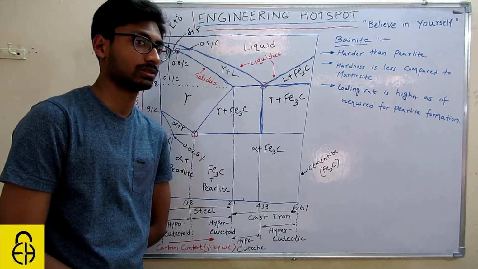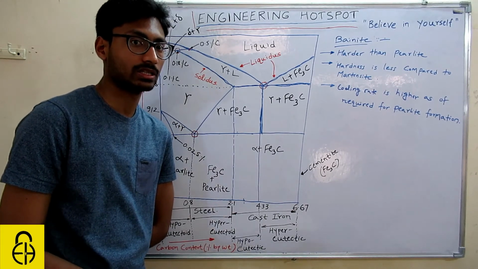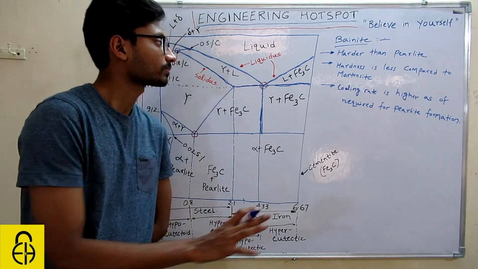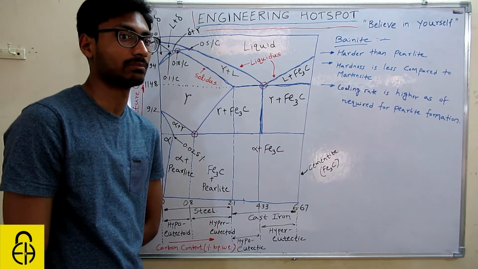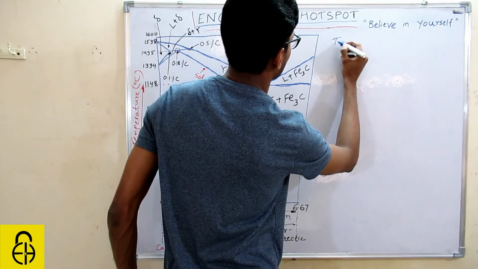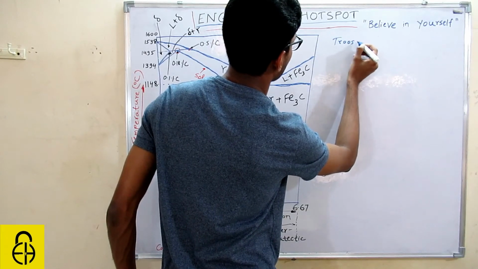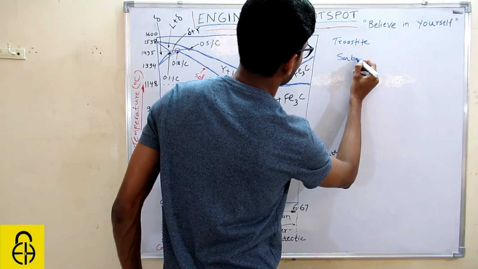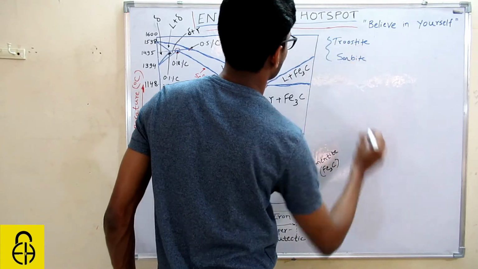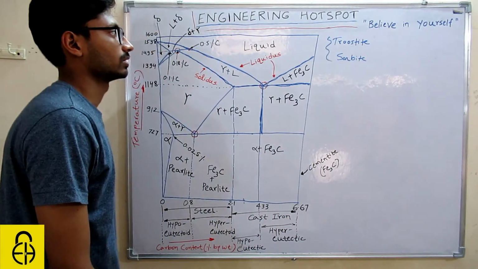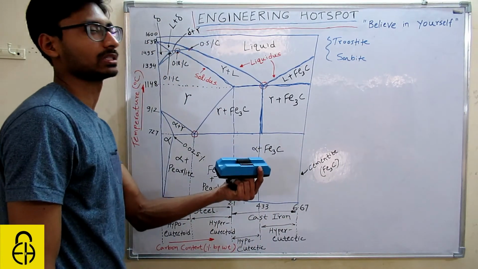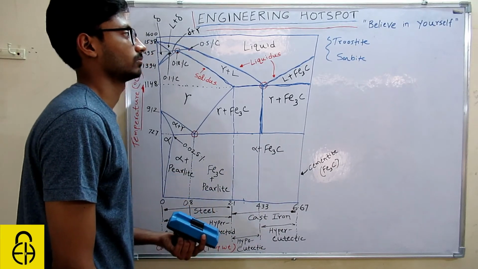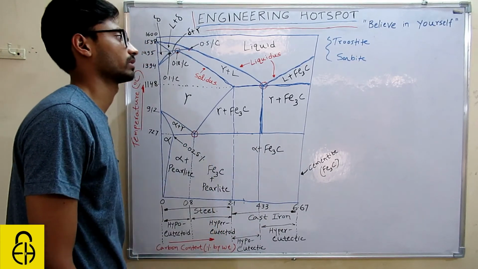Remember, this is an interstitial compound, but it is not lamellar. It does not have a lamellar structure. There are one more phases called troostite, and then sorbite. These are also non-equilibrium phases. They do not appear in the iron carbon diagram. They are found on cooling at a very high rate.